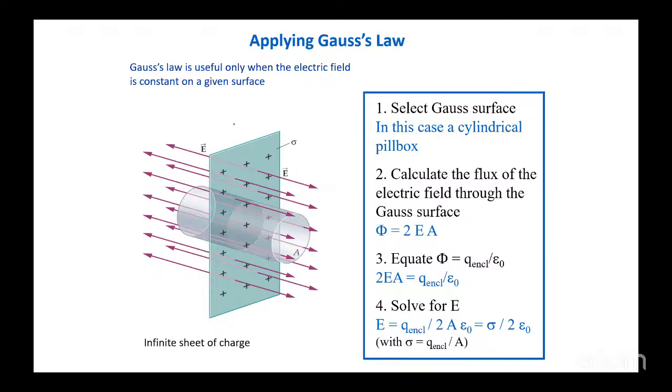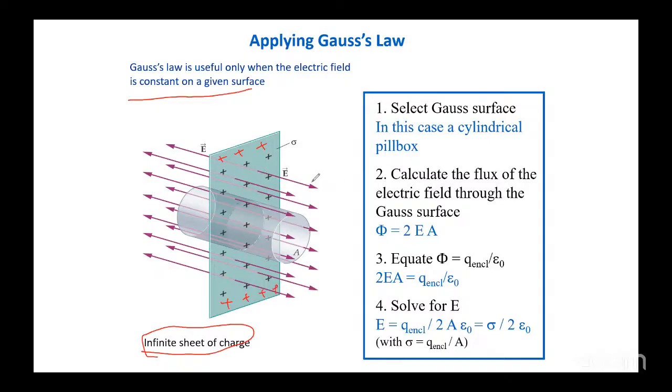Here is one of the best applications of Gauss's law, which is useful only when the electric field is constant, not the given. So this is an infinite sheet of charge. This is the sheet of charge. What does it contain? Positive charge.